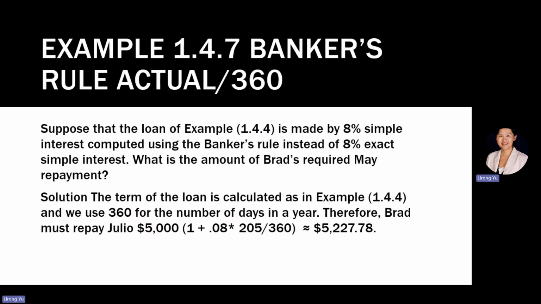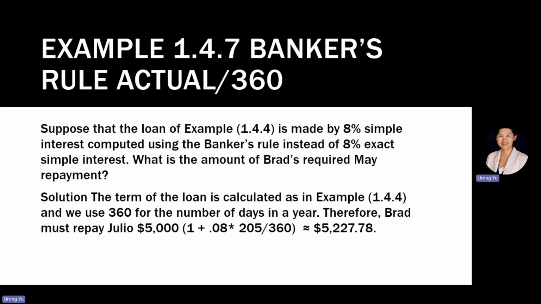It depends to whose advantage this is. If you're talking about a loan, you're paying back. I guess that's the banker's advantage, right? If you use this, the exact days is 205, which was calculated in the first case, 205 divided by 360, and then you have at least $2 more that you have to pay back to the bank. So that's the answer to this question.